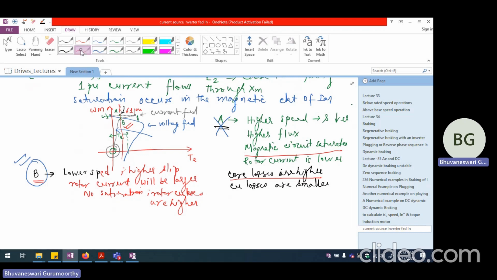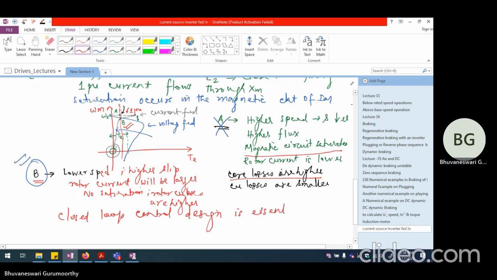So closed loop control design is essential for a CSI fed drive because it is generally going to operate in the unstable portion of the steady state speed torque characteristics. That is the reason why invariably we are going to operate CSI fed drive only with the closed loop control. We'll hardly ever work on open loop control of CSI fed drive.